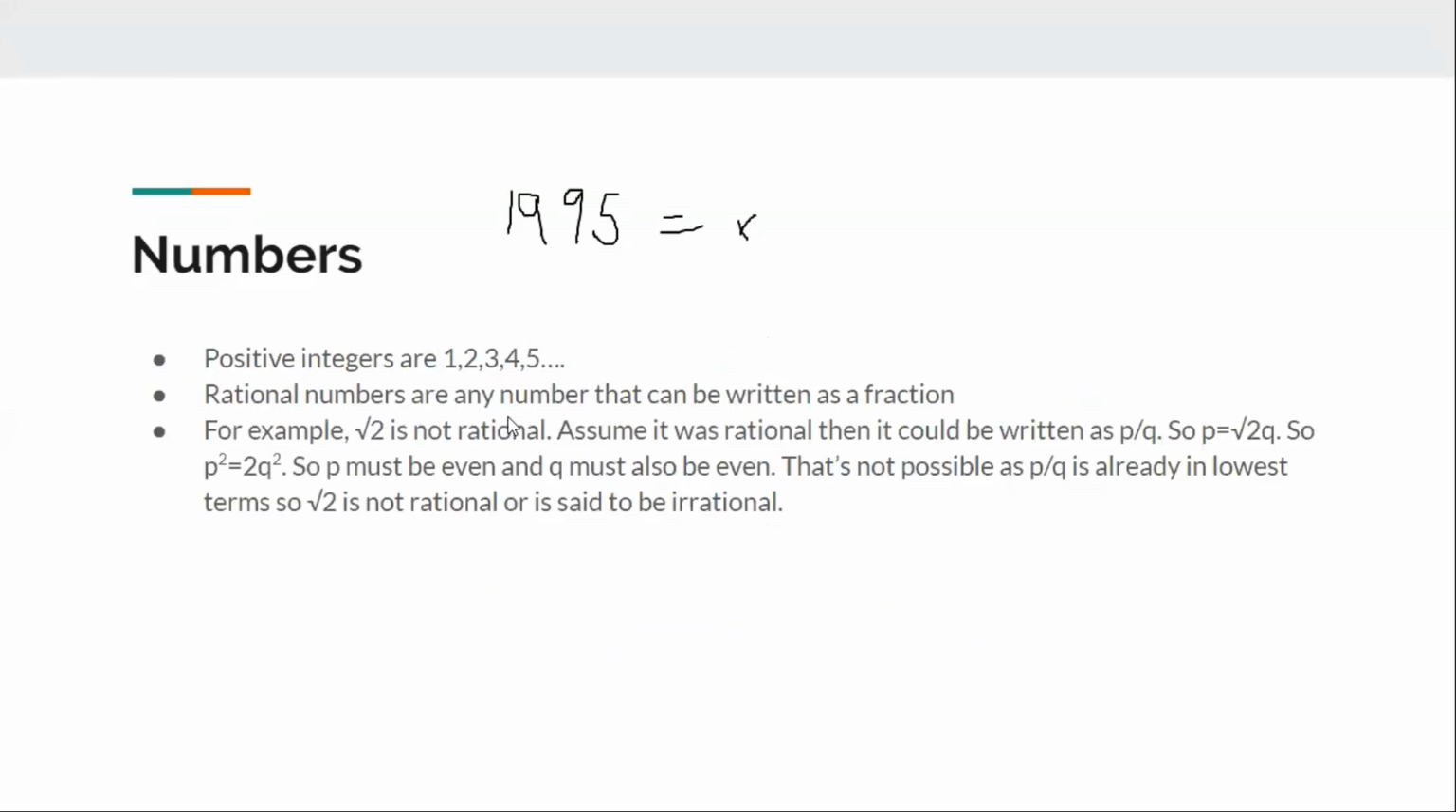Okay, numbers. So positive integers are 1, 2, and then 3, 4, 5, and so on. They're like whole numbers, but they don't include negative numbers and they don't include 0 as well. Rational numbers are any number that can be written as a fraction. For example, root 2 is not rational, because if you assume it was rational, then it could be written as p over q, and p would be equal to root 2 q. So p squared is equal to 2q squared. So p must be even, and q must also be even. That's not possible as p over q is already in lowest terms. So root 2 is not rational, or is said to be irrational.